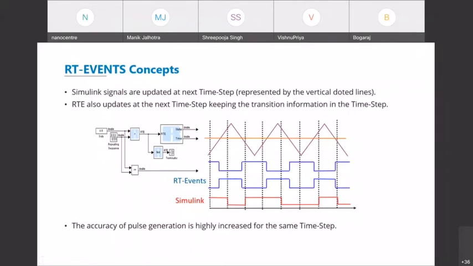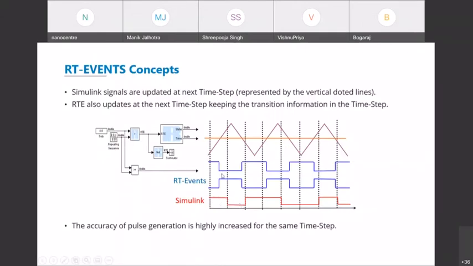But the thing was that since we were working with MATLAB, the calculation is only done at these time steps only, which are defined by these black dotted lines. So that is why Simulink is not able to capture the information between two consecutive time steps. That is why whenever we are working with Simulink, depending on the value of time steps which we choose, there might be a loss of accuracy on the PWM pulses which we are generating.